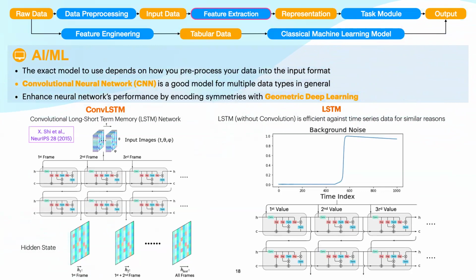conv-LSTM has convolution to handle this kind of 2D image feature, but you may also have time series data where for each time sample you only have a single value instead of a frame. In this case, you can use an LSTM model, a simple long short-term memory model without convolution, and it is very efficient in analyzing, for example, the waveform data produced by my Majorana demonstrator, for the same reason I mentioned when telling you about the conv-LSTM.